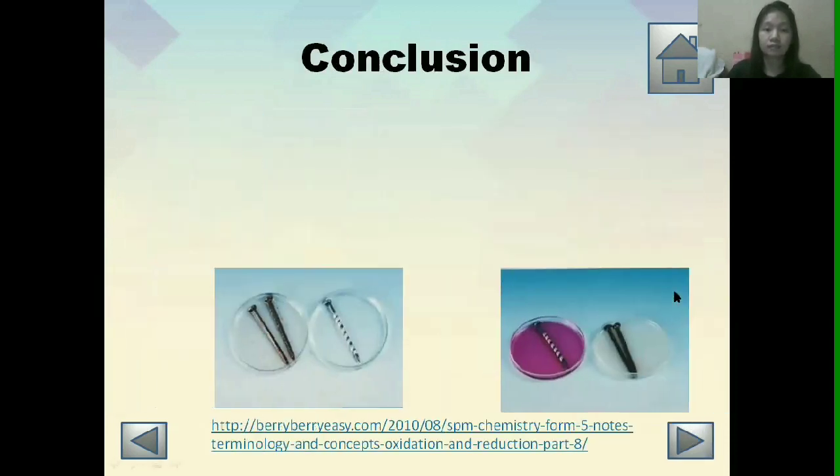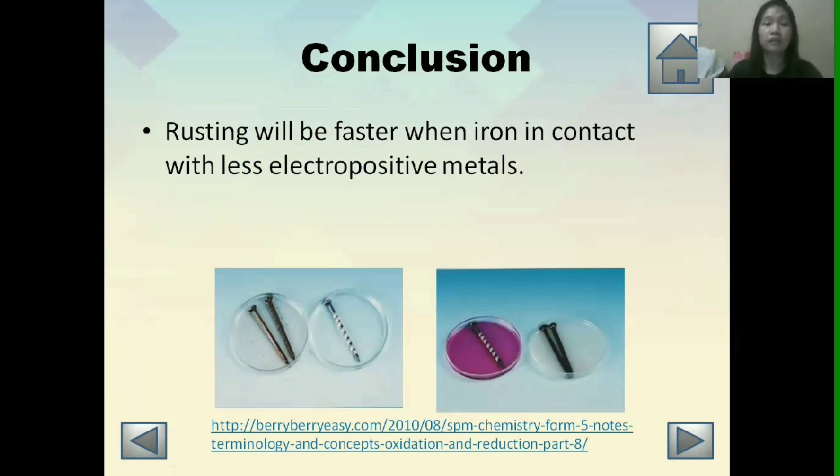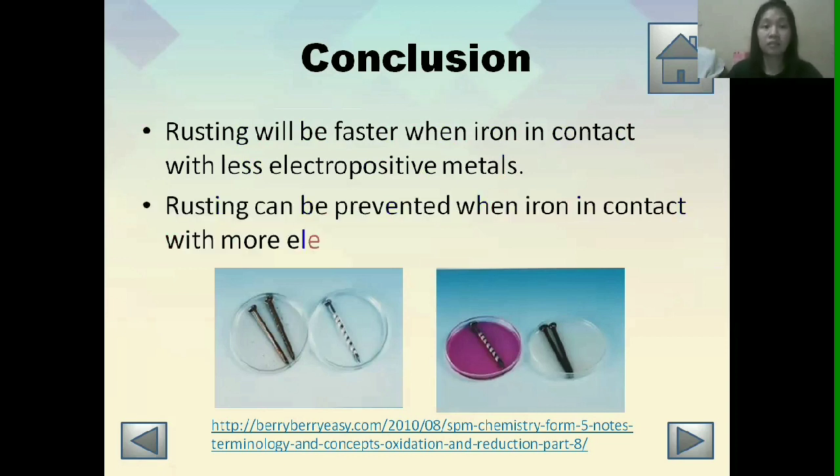The conclusion that we can make from this experiment is that the rusting will be faster when iron is in contact with a less electropositive metal. However, the rusting can be prevented when iron is in contact with a more electropositive metal.